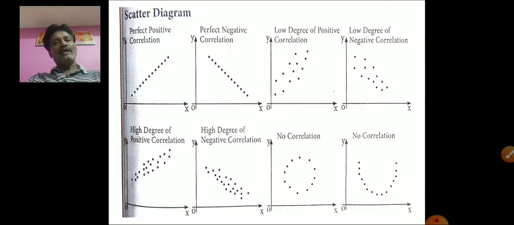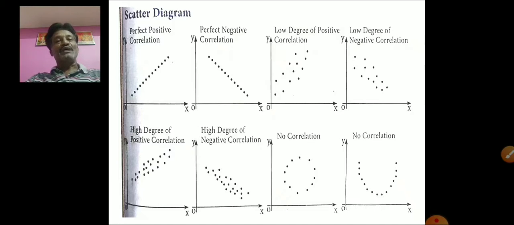So how can we explain perfectly positive correlation, perfectly negative correlation, low degree, high degree or no correlation with the help of a diagram? After plotting the points in the form of dots, now we join all the dots.